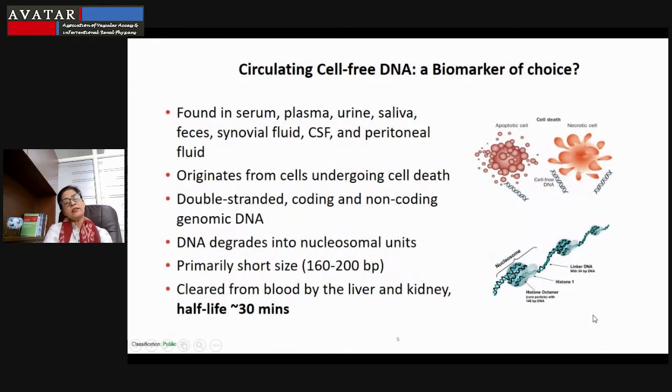The circulating donor derived cell free DNA is present in the serum, plasma, and all body fluids. It originates from cells which are undergoing either apoptosis or necrosis. And what's important to remember in donor derived cell free DNA is that it is cleared from the blood by the liver or the kidney with a short half life of 30 minutes.